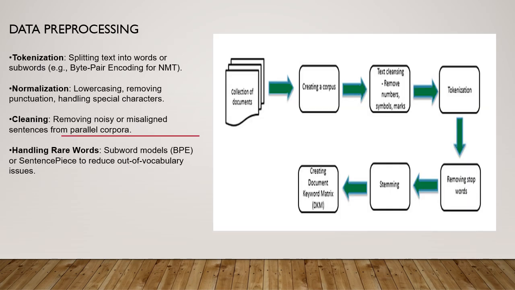Data preprocessing in machine translation. To train a machine translation model, text data must be clean and processed. The first step is tokenization, splitting text into words or subwords. Normalization, converting to lowercase, removing punctuation, etc. Cleaning, removing noisy or misaligned sentence pairs. Handling rare words, using byte pair encoding to break words into subword units.